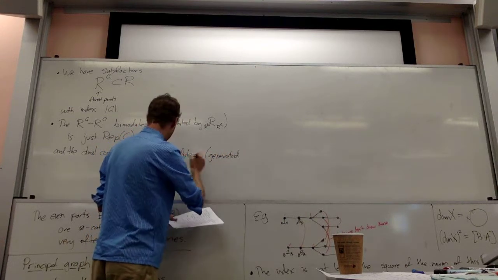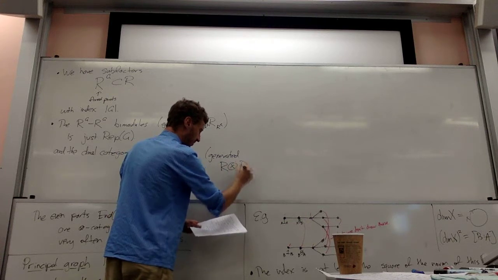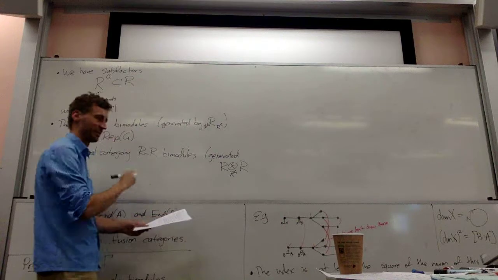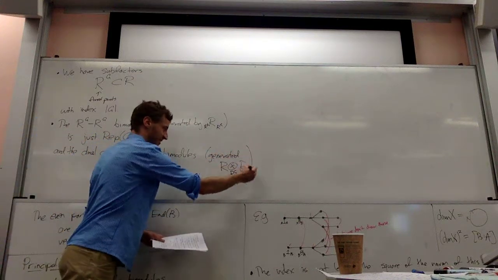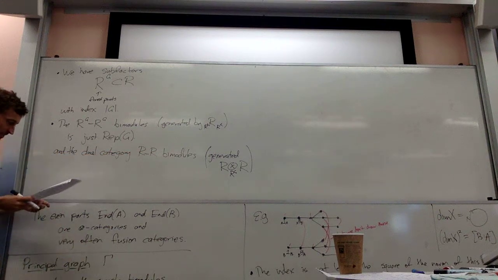What's this guy generated by? We're only looking at the things generated by what you get by looking at R tensored over the fixed points with another copy of R. Okay, those are all the things that we're going to be thinking about there. Not all bimodules, but just those ones.